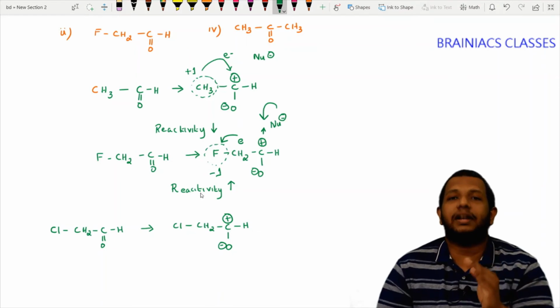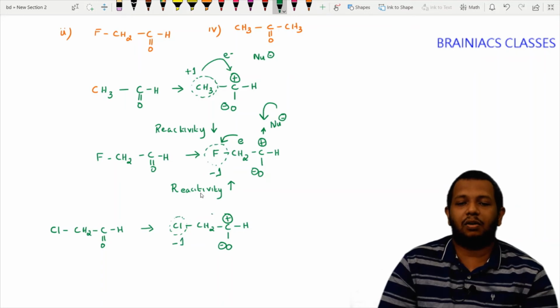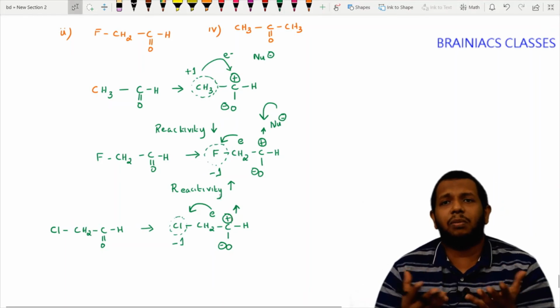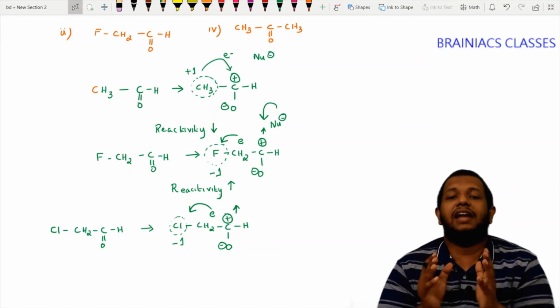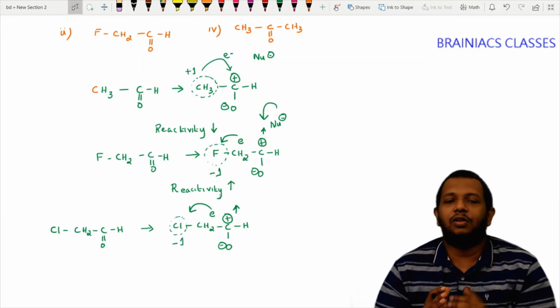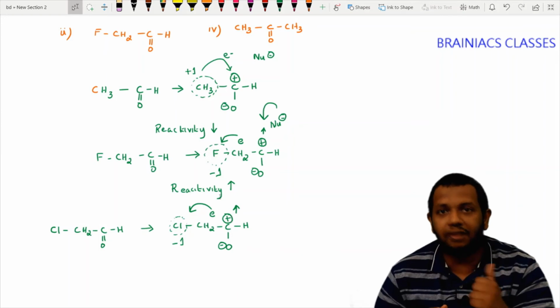Now you know that chlorine also has minus I effect. So electrons are pulled in this direction, so the positive charge here increases. Now a comparison will come. Sir, in the second one and third one, the same thing is happening, so where will there be more reactivity? I know that fluorine has more minus I effect than chlorine. So surely who will be reacting very fast? The second one will be reacting faster than the third one.